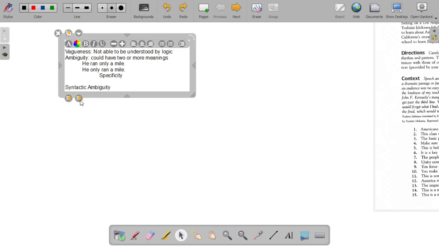clear. So an easy way to fix that would just be to say "Players with beginner skills may use only court 1." That would be better. Or saying "Players with only beginner skills may use court 1." Either way, it's kind of an awkward sentence. Now the second one is called a misplaced modifier.